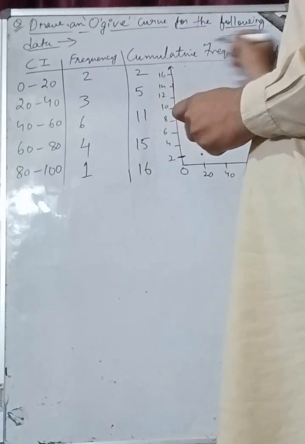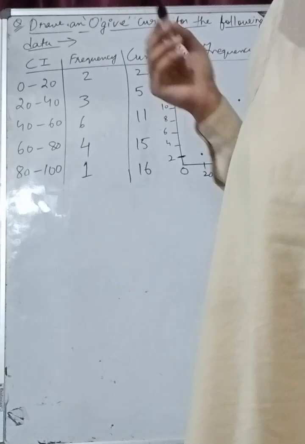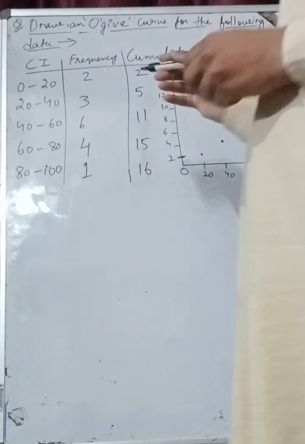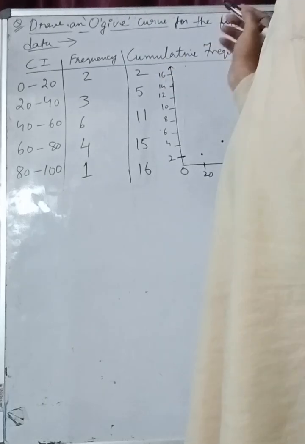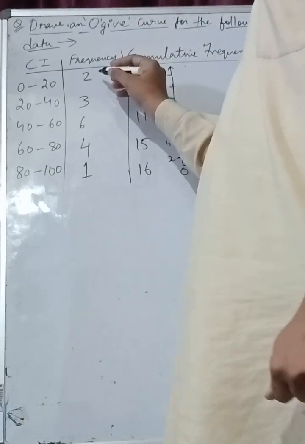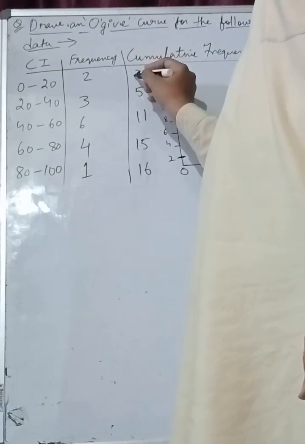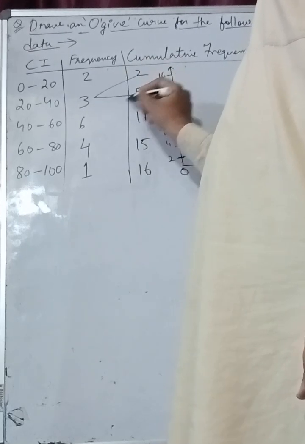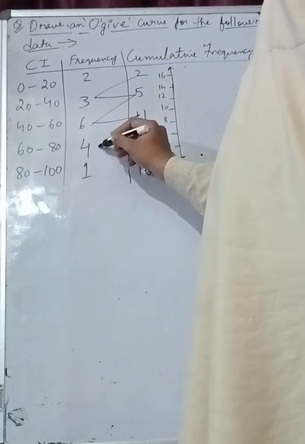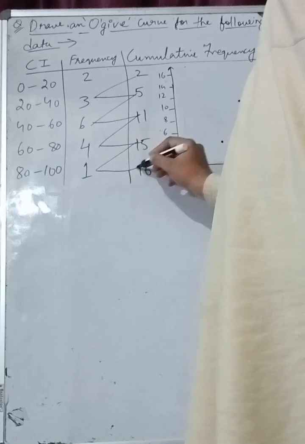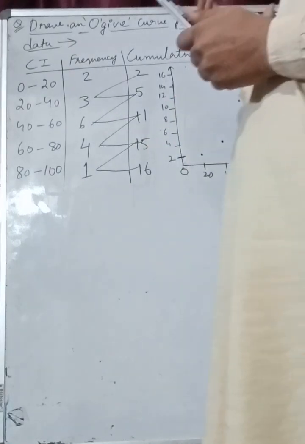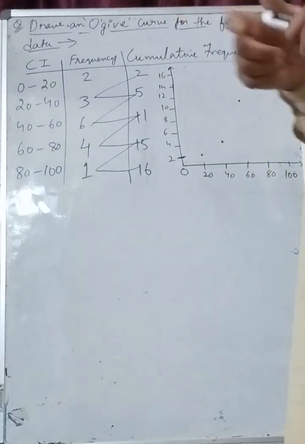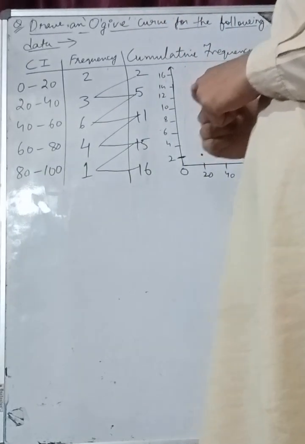First you have to find the cumulative frequency. And how to find the cumulative frequency? Just add the respective values of frequency one by one and you will get the value of cumulative frequency, like 2, then 2 plus 3 is 5, 5 plus 6 is 11, 11 plus 4 is 15, 15 plus 1 is 16. So this is how you get the value of cumulative frequency one by one.